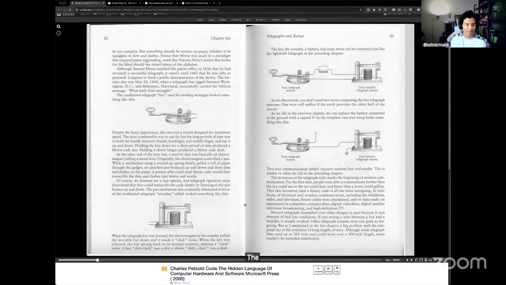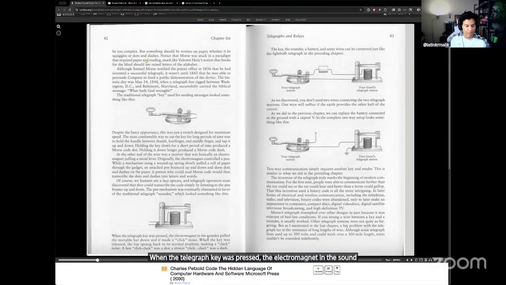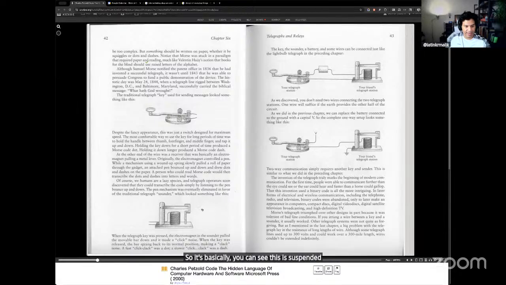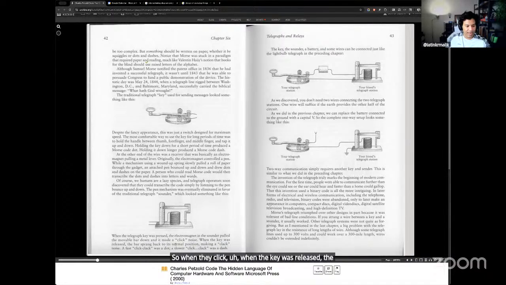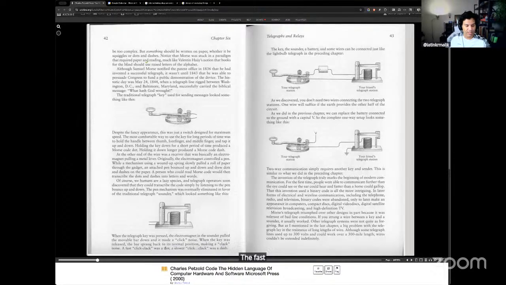The pen mechanism was eventually eliminated in favor of a traditional telegraph sounder, which looked something like this. When the telegraph key was pressed, the electromagnet in the sounder pulled the movable bar down and made a click sound. So you can see this is suspended. There is a lever, and it will just go down and hit this piece here. When the key was released, the bar sprang back to its normal position, making a clack noise. The fast click-clack was a dot. The slower click-clack was a dash.